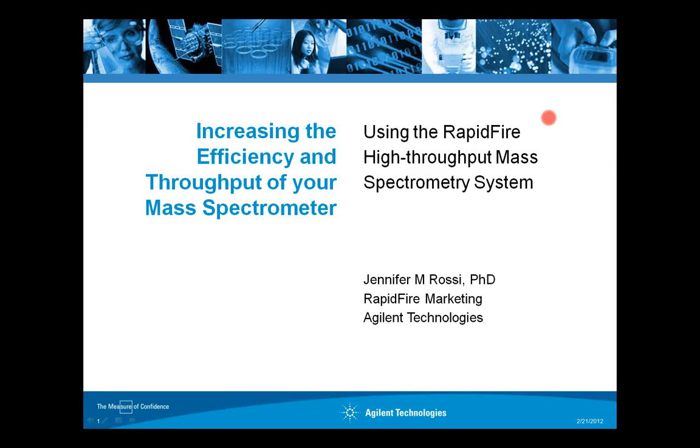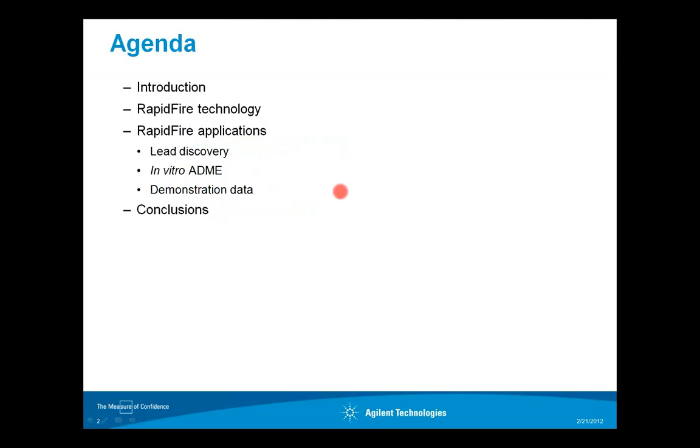You can just talk to everyone a little bit about using Qual/Quan for more efficient and better mass spectrometry analysis. What I'm going to talk to you about is increasing the efficiency of your mass spectrometer's throughput, and doing this using something called the RapidFire high-throughput mass spectrometry system.